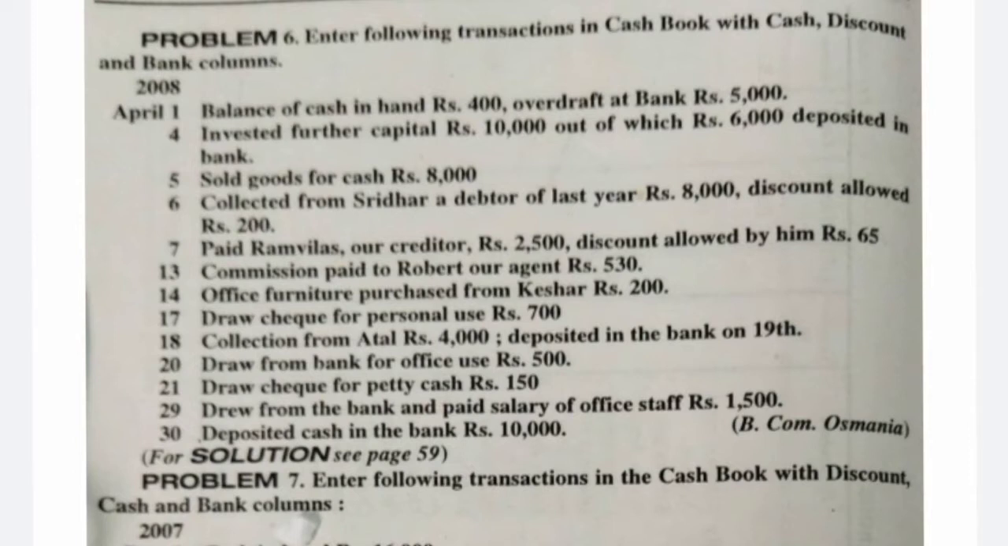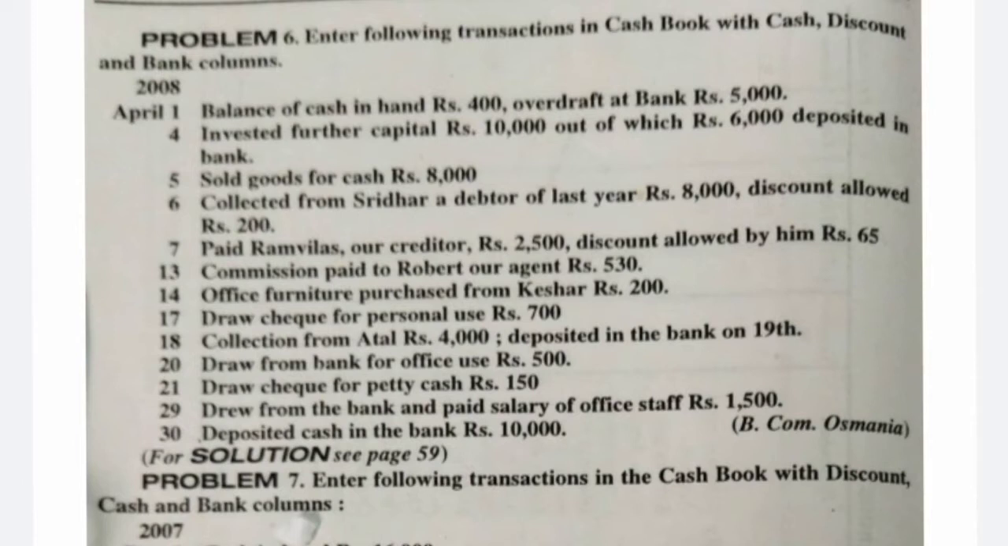Okay, next one, invested further capital rupees 10,000, out of which 6,000 deposited into the bank. So here we have two transactions. First of all, the owner of the entity has brought the capital into the business. So for that, we should record the entry as cash account debit to capital account 10,000. So cash is on the debit side, so in the cash book on the debit side in the cash column, to capital, that is 10,000.